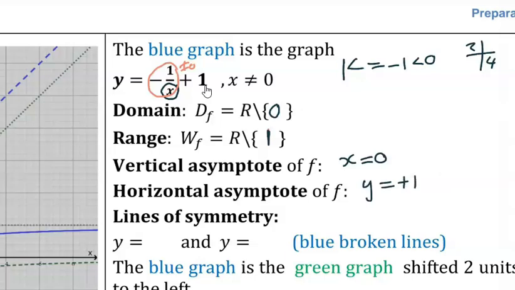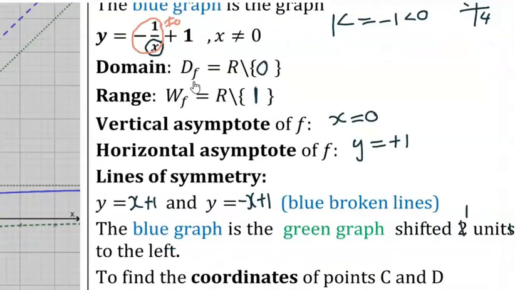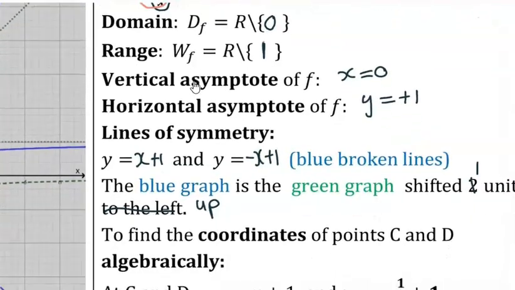Our lines of symmetry, we have x and minus x, and then we just add the q value, plus 1. So the blue graph is just the green graph shifted 1 unit up. Let us find the coordinates of C and D.